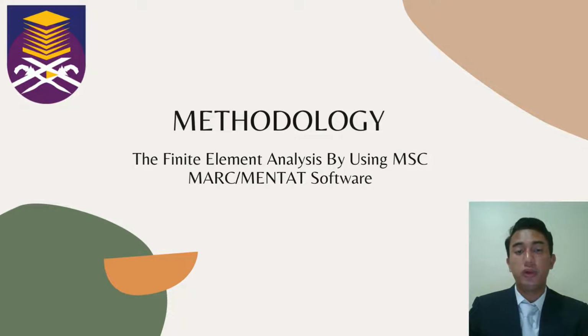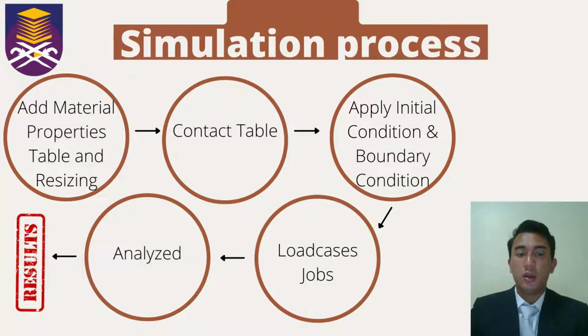Next is the methodology, which involves finite element analysis using MSc Mentat software. This section will show how the process of resistance spot welding is done. The simulation process starts with adding the material properties table and resizing the contact table, followed by applying the initial condition and boundary condition. The next is load cases and jobs, and analyzing the simulation. And the last one, where we will gain the results.